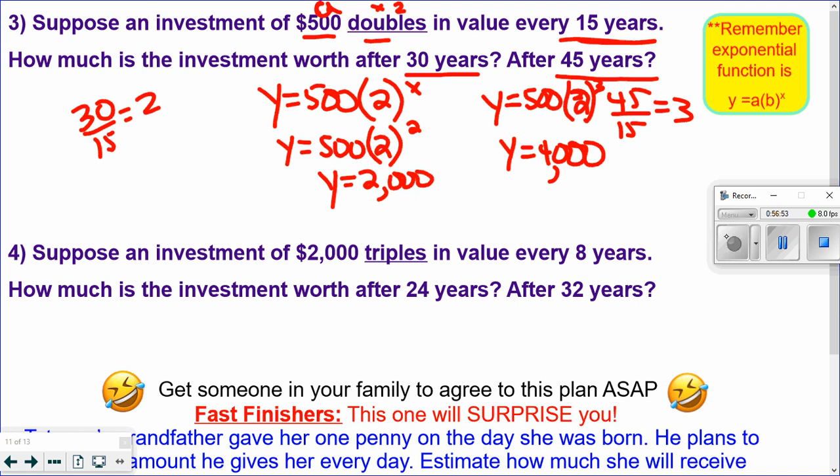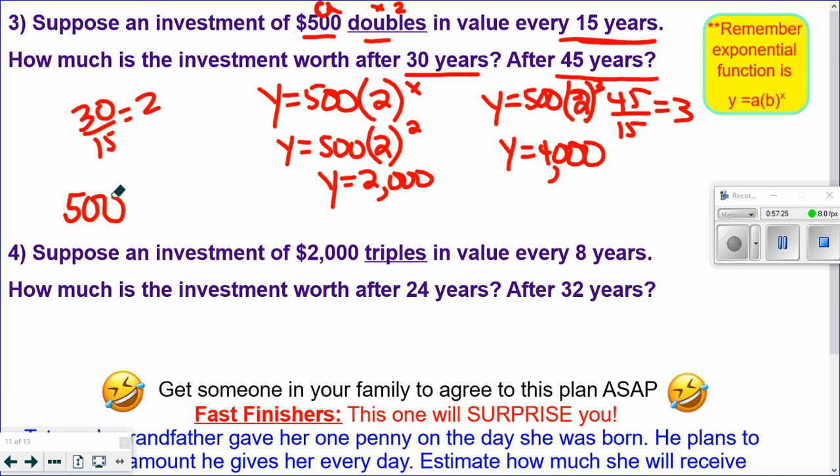So the first one is the equation. Hopefully you did get the equation: y equals 500 times 2 to the x, because it doubles, and that's why you're putting that times 2. But it doubles in value every 15 years. So how much is the investment worth after 30 years? After 30 years, the 500 doubles every 15 years. 30 divided by 15 is 2. So it's $2,000.